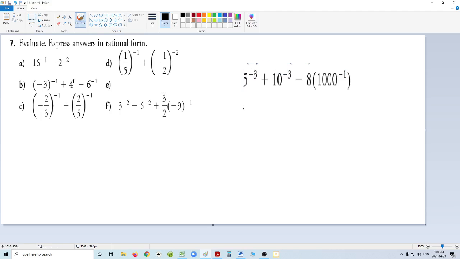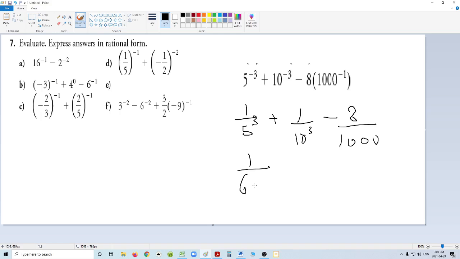5 to the -3 is the same as 1 over 5 to the 3, plus 1 over 10 to the 3, minus 8 times 1,000 to the -1, which is that. 5 to the 3 is the same as 125. I don't know if there might be a better way of finding a fraction. This is 1 over 1,000 minus 8 over 1,000, which is minus 7 over 1,000. So we can get it like that. Now it becomes very complicated to find a common denominator here.